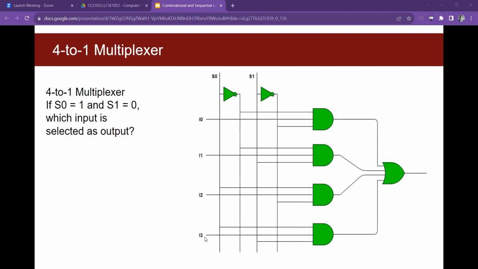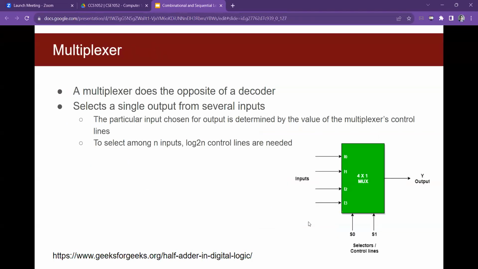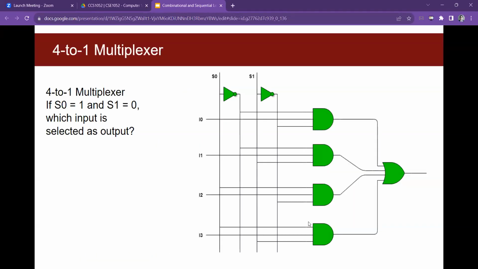If we consider a particular time, there will be only one output. Either it's I0, I1, I2, or I3. Right? Exactly that one, not zeros or others. In a decoder, you find the other outputs will be zero and only one output will be true. But here, there will be only one output, and that will give exactly the particular input. That means we are going to select a particular input from a given number of inputs, right?